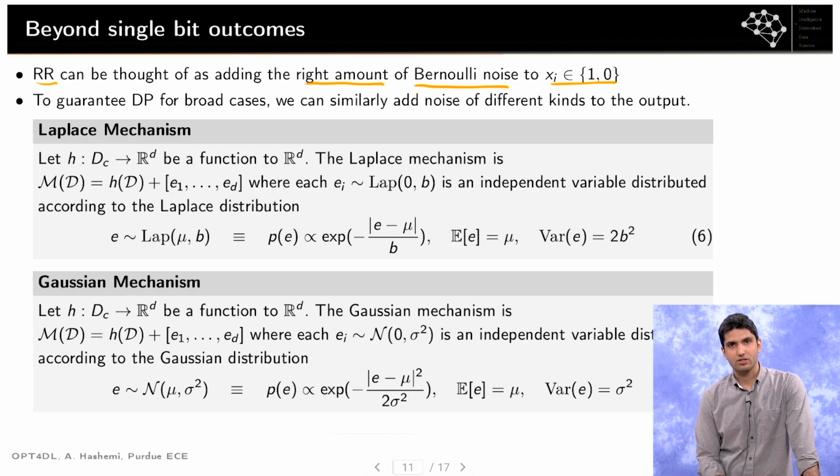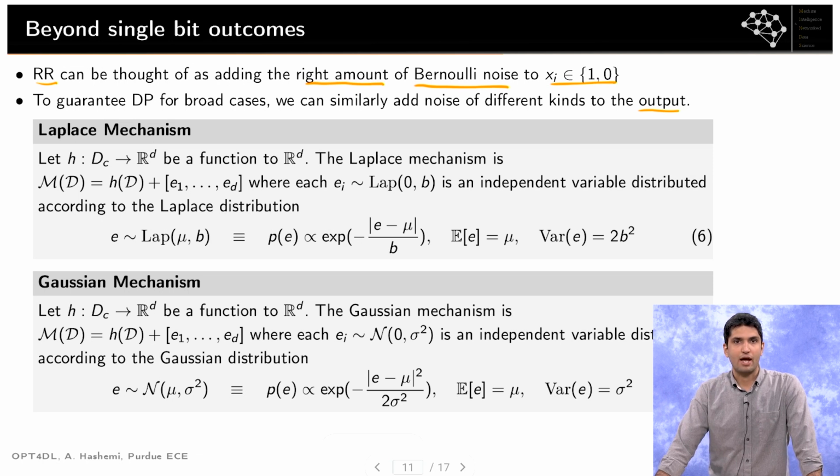In particular, to guarantee differential privacy, we can add noise, but of different kinds, to the input. More generally, the outcomes are real valued, so we're going to add real valued noise to our outcomes. There are two noise mechanisms that we typically resort to, especially in the context of leveraging differential privacy to optimize different models. Those are the Laplace mechanism and the Gaussian mechanism.